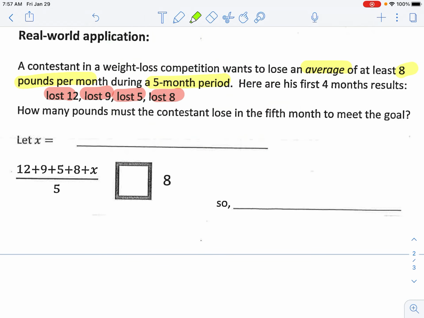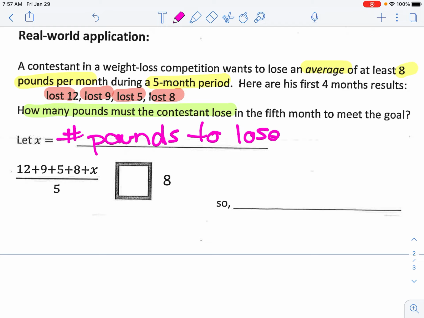Remember, when we define the variable, it's always what the question is asking. So how many pounds must the contestant lose in the 5th month to meet his goal? So when we define our variable, let x equal number of pounds to lose. That's what we're trying to figure out.